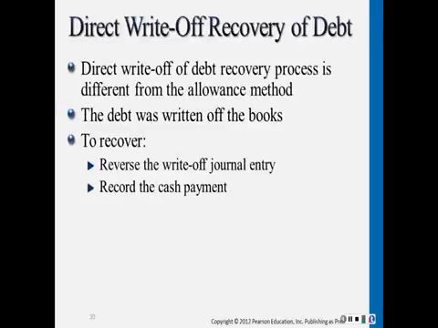As with the allowance method, under the direct write-off method, an accounts receivable that is written off as uncollectible does not die. The customer still owes the money. However, the accounting between the two methods differs slightly. To account for this recovery, the company must reverse the effect of the earlier write-off to the uncollectible account expense and record the cash collection.